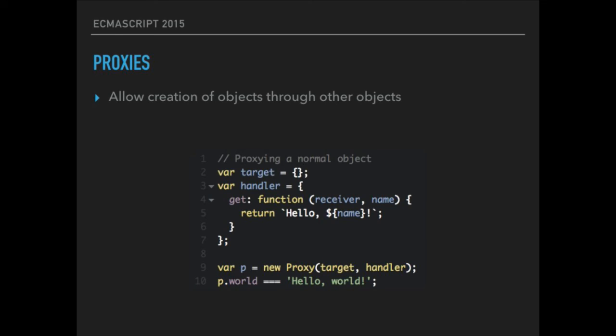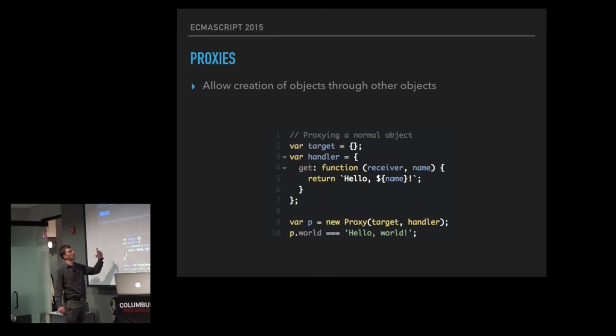So proxies. I'm not sure how I will use this yet, but I thought it was interesting nonetheless. You can create an object through another object. So as an example of how to use this, we have the target and handler variables, and inside of the handler we have a function as a get. It's expecting a receiver and name, and it's going to return hello name.